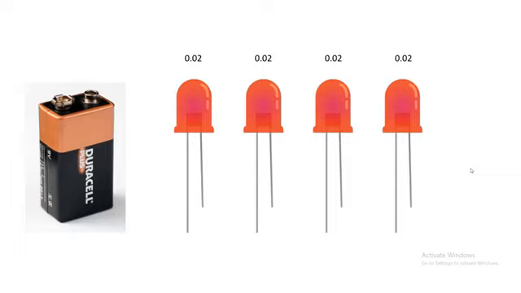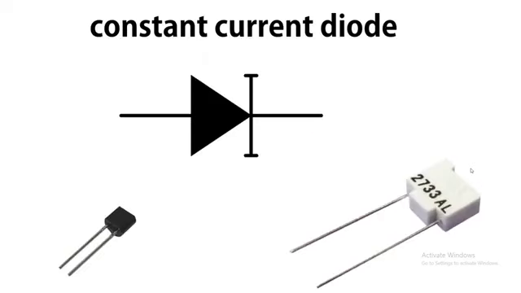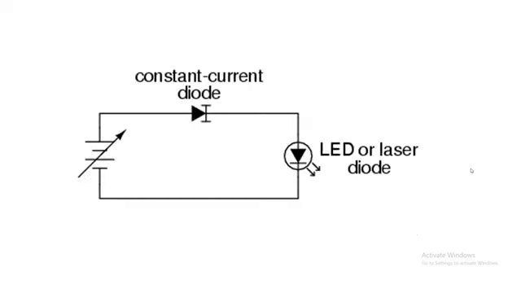This diode comes rated on current. For example, if we need to flow 0.02 ampere current in a circuit, then we use the 0.02 ampere constant current diode, which allows only 0.02 ampere current in the circuit. So this is the symbol of the constant current diode. And this is the circuit diagram of the constant current diode.